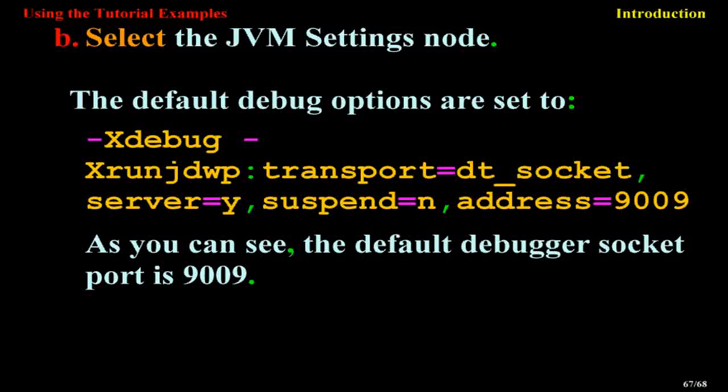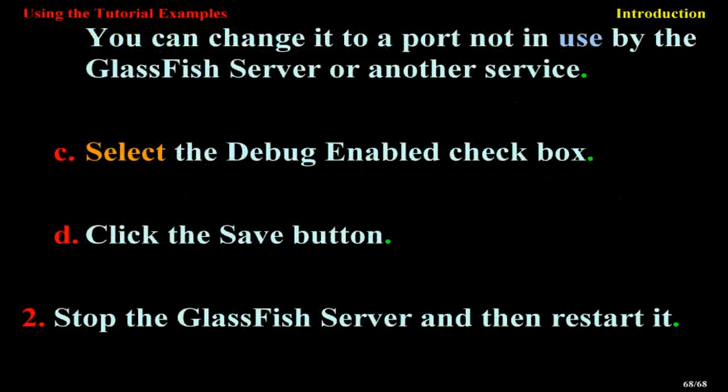The default debug options are set to -Xdebug -Xrunjdwp:transport=dt_socket,server=y,suspend=n,address=9009. As you can see, the default debugger socket port is 9009. You can change it to a port not in use by the GlassFish server or another service. Select the Debug Enabled checkbox. Click the Save button. Stop the GlassFish server and then restart it.